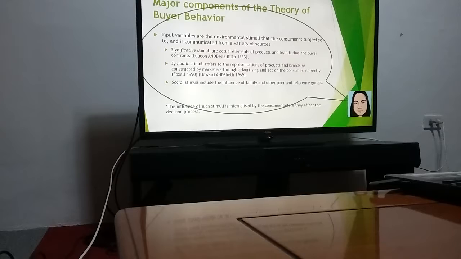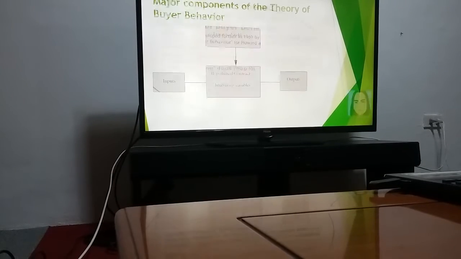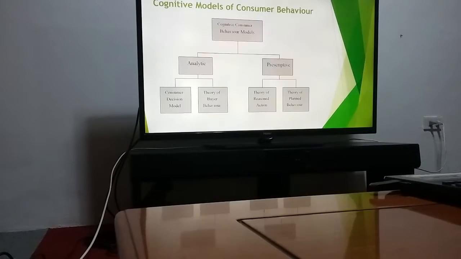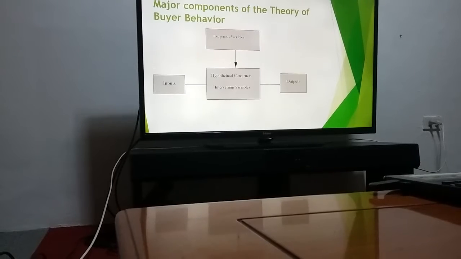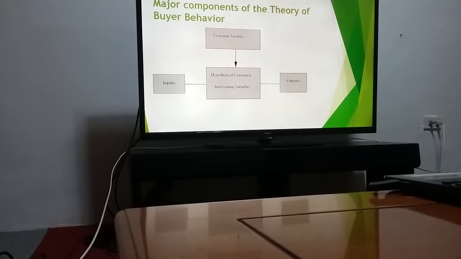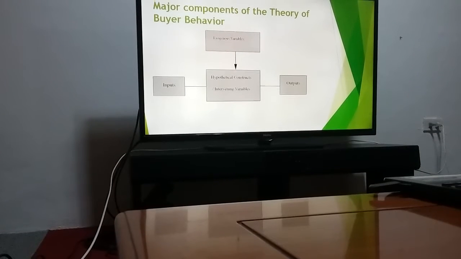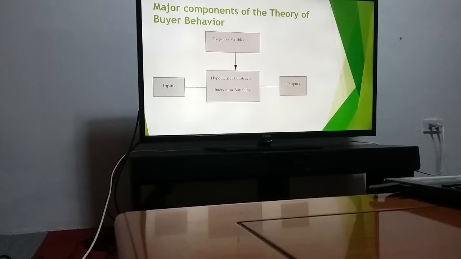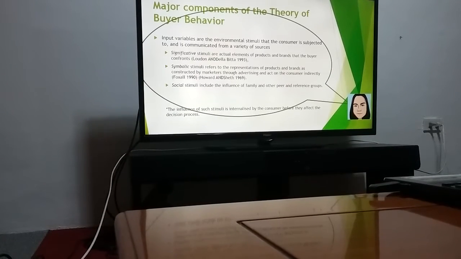For this lesson, we will focus on the analytic cognitive model. So we have the exogenous variables, and under which we have the inputs, the hypothetical construct or intervening variables, and we have the output. Okay. So what are the inputs?